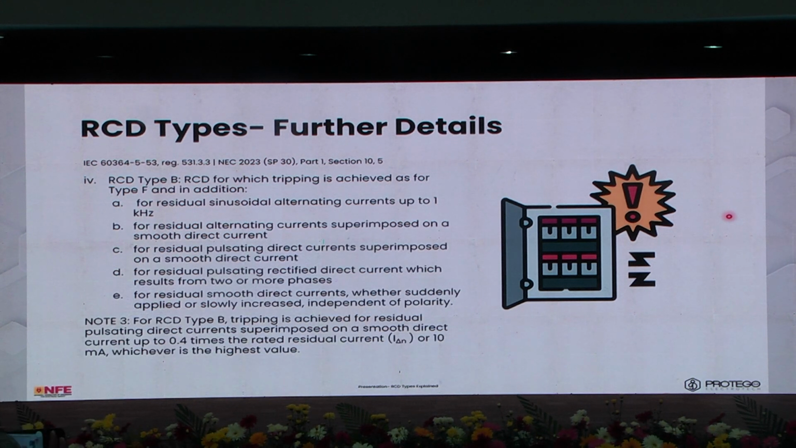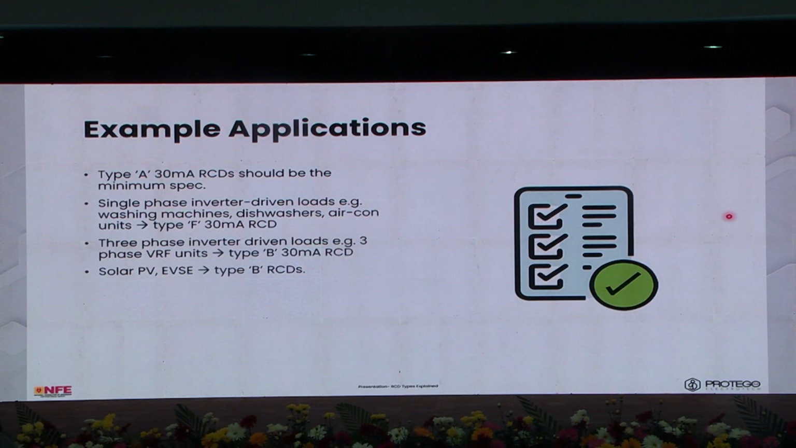Same story here. Now, when it comes to actually specifying these, what do you do? By far, your minimum specification should be a type A. Type AC should not even enter the picture. Because just think about it: LED lights, pulse DC, inverter air conditioner, different frequencies altogether. And if you have a 3-phase air conditioner, which is going to use a 6-pulse bridge rectifier and create a current of a completely different frequency, then you're going to need a type B RCD.